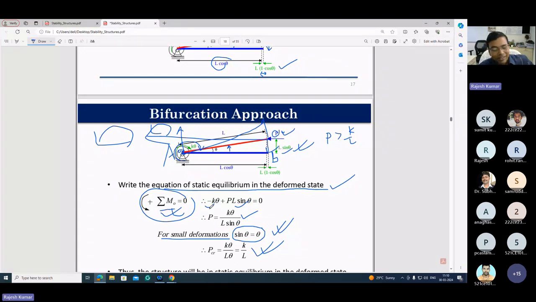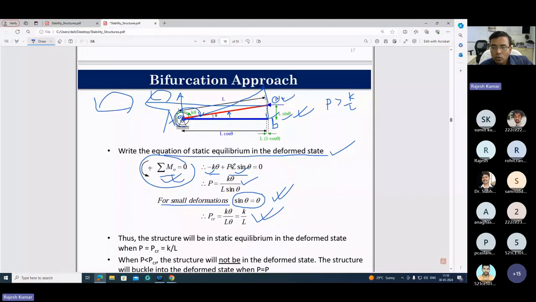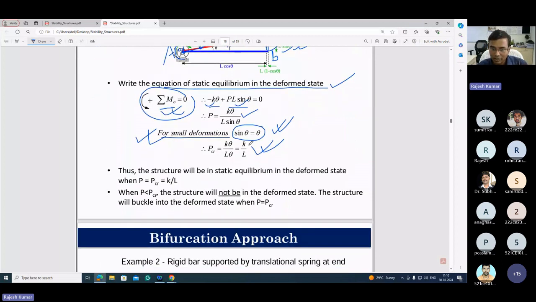So minus K theta in the clockwise direction, and PL sin theta in the anticlockwise direction. Now please find the P value. P comes as K theta by L sin theta. To find the buckling or critical load, you have to check for small deformations. For small deformations, sin theta is equal to theta, cos theta is equal to 1, tan theta is equal to theta. Substitute here, and you get the critical load.